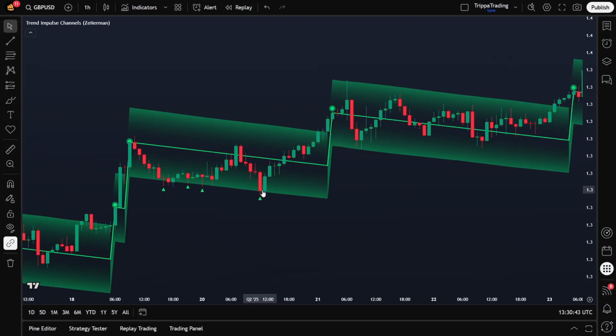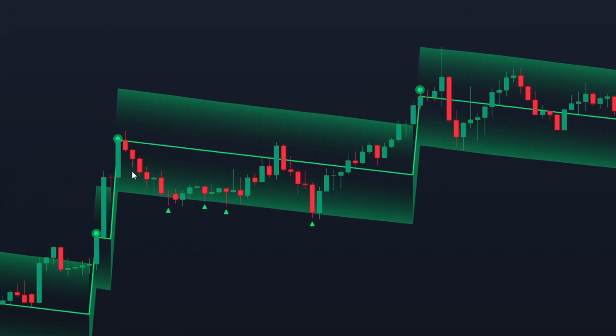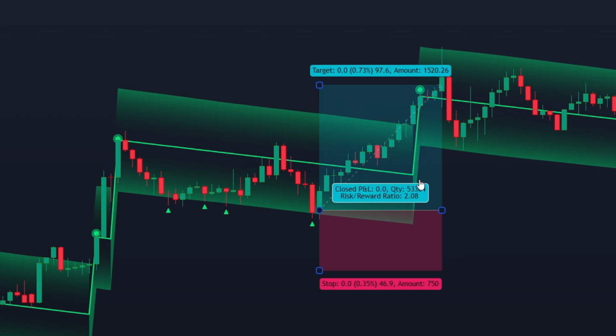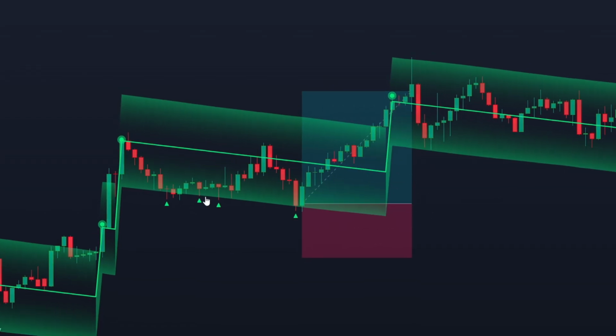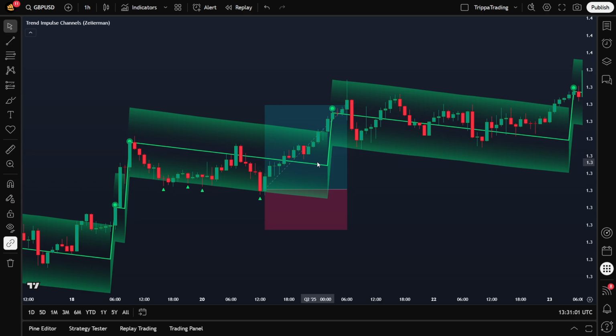Second, you can use it for retest entries. Wait for price to pull back toward the edge of the channel. If you see a triangle retest signal there, especially when the trend filter is on, that can be a good place to consider entering in the direction of the main trend. It's a way to buy on dips in an uptrend or sell on rallies in a downtrend.